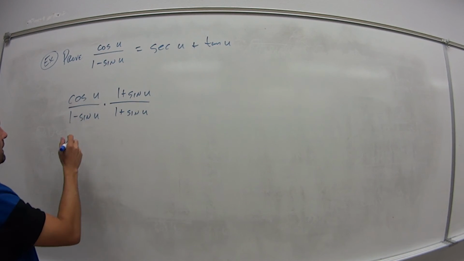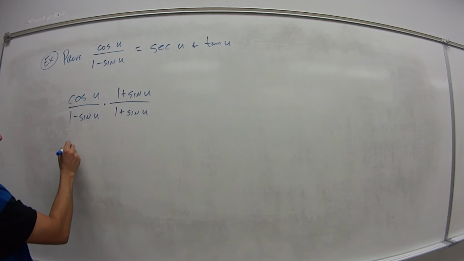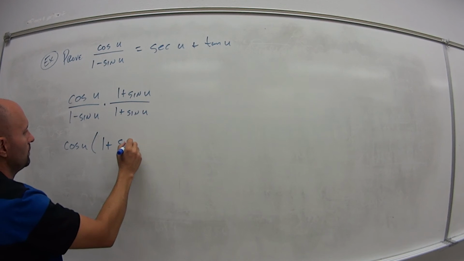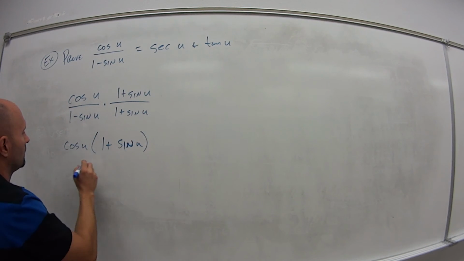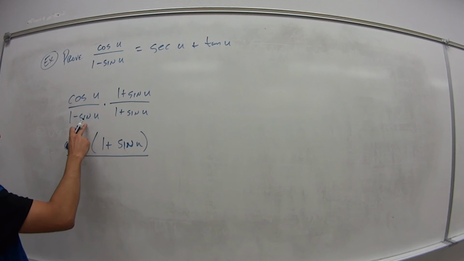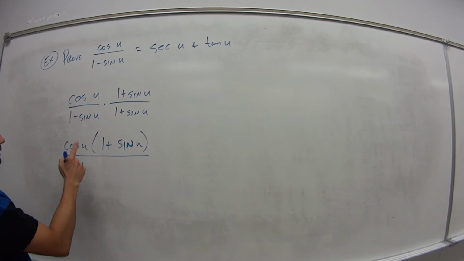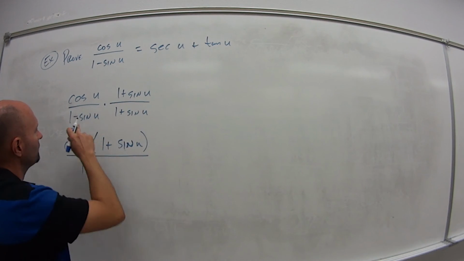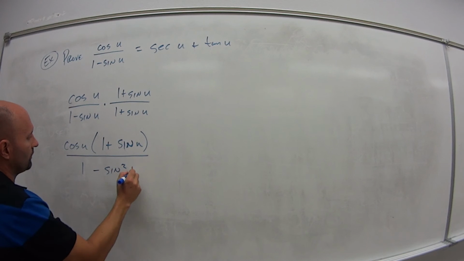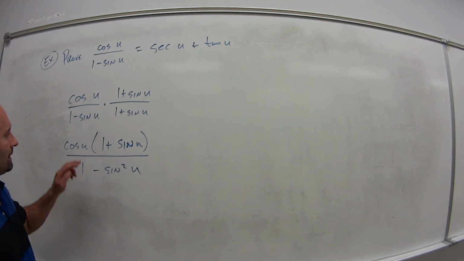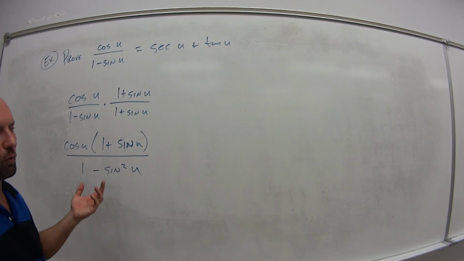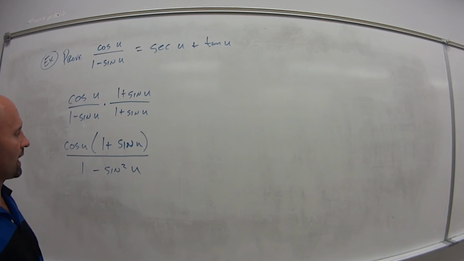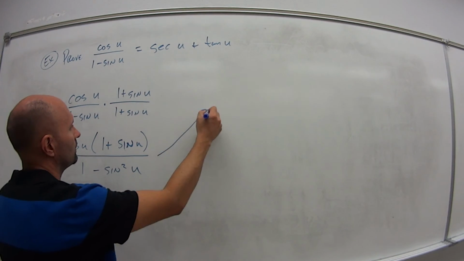So if I do that, what do I get? I get on the top cosine of u times 1 plus sine of u. And in the denominator, what do I get? Well, I get 1 times 1 is 1, plus sine of u minus sine of u. They disappear again. That's the reason we're doing this. And then minus sine squared of u. Now you could distribute the top, but I'll show you why you don't want to yet. Because this bottom is going to convert to our cosine squared, so one of these guys will cancel and it'll simplify our work a little bit.